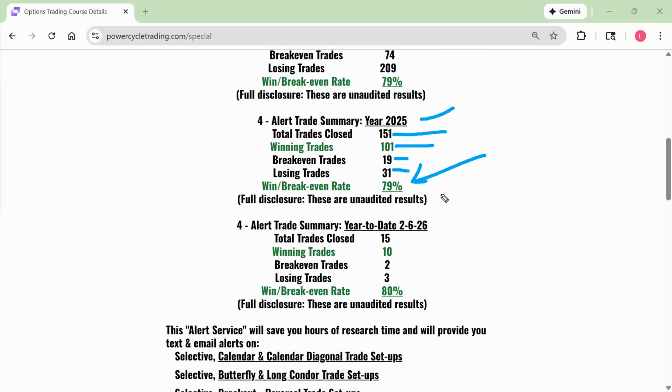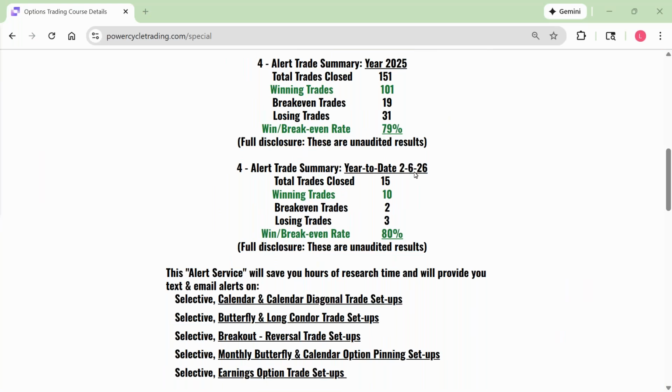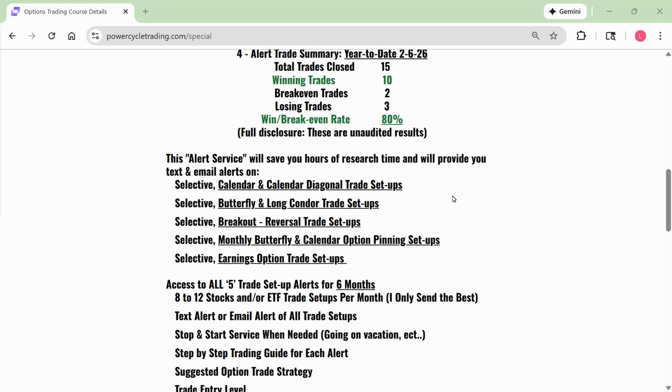So a high winning percentage there. And again, unaudited, just to point that out. And then so far for the year, through Friday, we've had 15 trades closed out, and 10 winners, 2 break even, 3 losers. 80% win rate there, win or break even. So that's what you can look at in the kind of results that we've been getting. Really, really good results there.